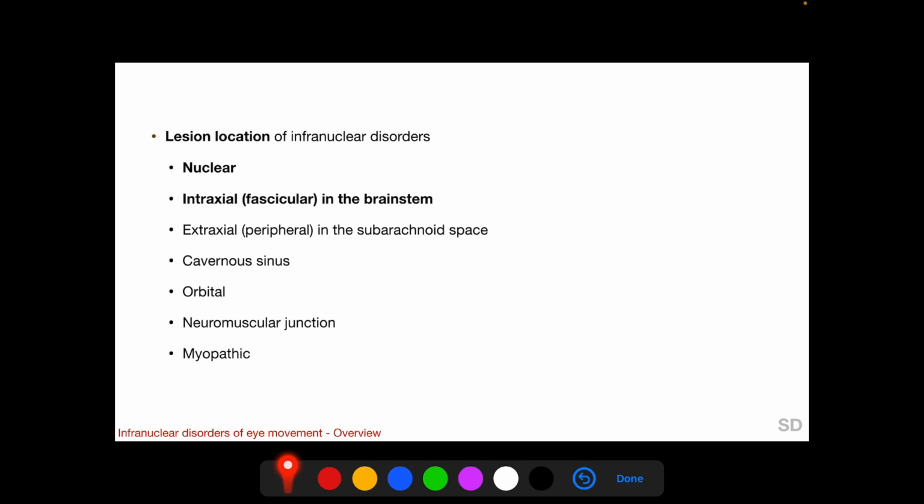In this session, we are going to discuss the lesions located within the nucleus or the intraaxial portion of the nerve within the brainstem. The focus of this session will be discussing the associated neurological signs and symptoms which help us to locate the lesion. The patterns of strabismus with lesions in the individual ocular motor nerves will be discussed in the next session when we discuss the lesions in the extraaxial portion of these nerves.